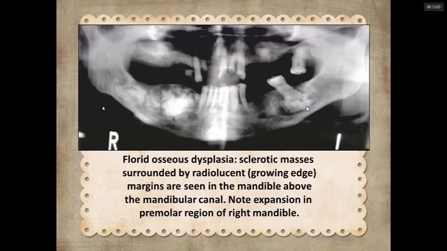Then there is the next florid osseous dysplasia where also you can see the sclerotic masses which are surrounded by radiolucencies. Okay, sclerotic masses surrounded by radiolucencies in the mandible, and these lesions are always present above the mandibular canal. Okay, and there is presence of expansion in the premolar region as well.